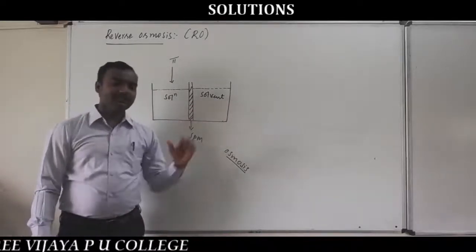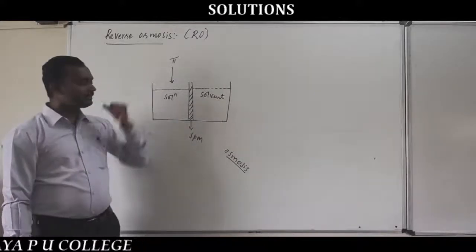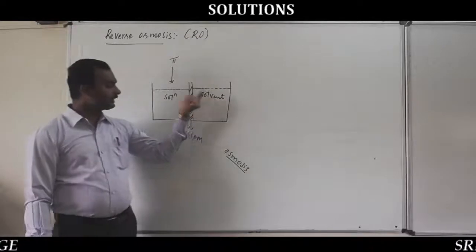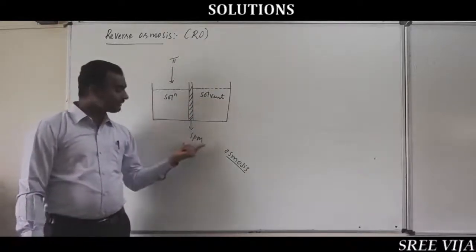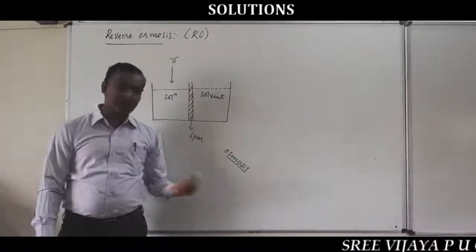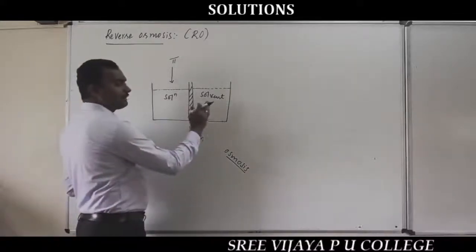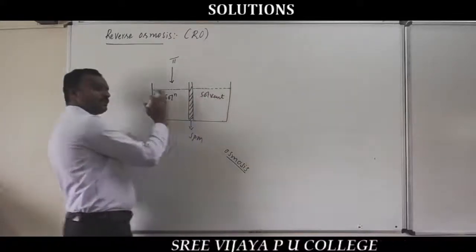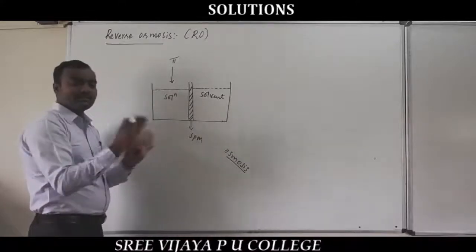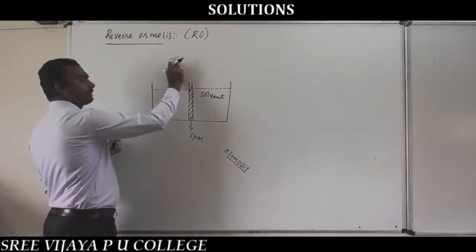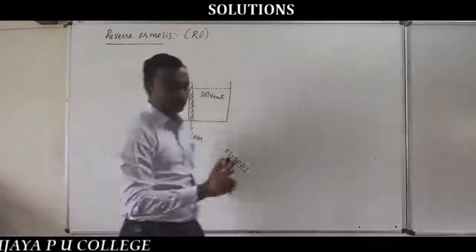The level of the solution increases because the solvent molecules are moved from the solvent side to the solution side through the semi-permeable membrane. So again, the process of movement of the solvent molecules from the solvent side to the solution side is prevented or stopped by applying pressure on the solution side. That pressure is called osmotic pressure.